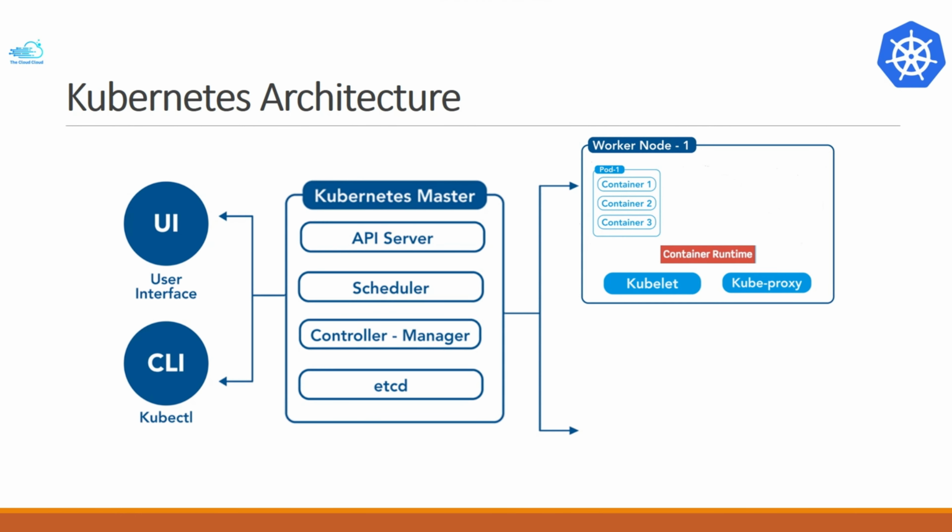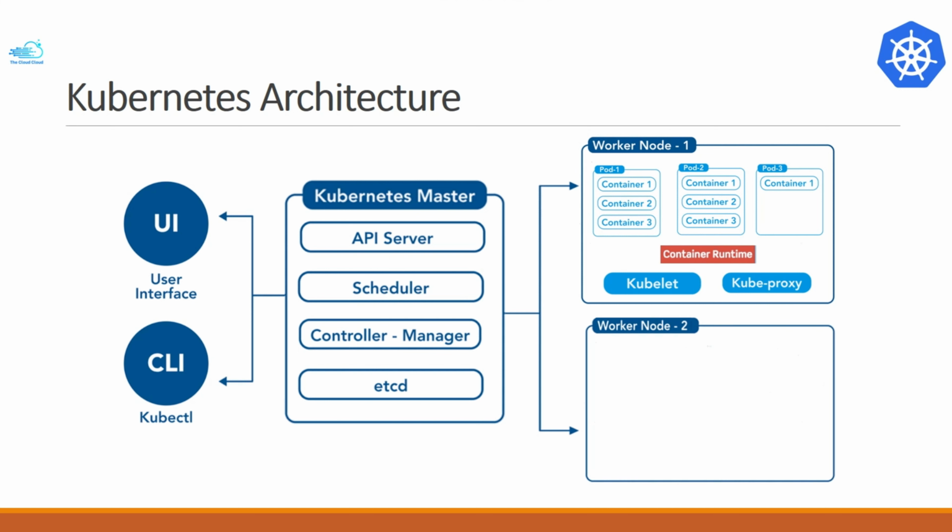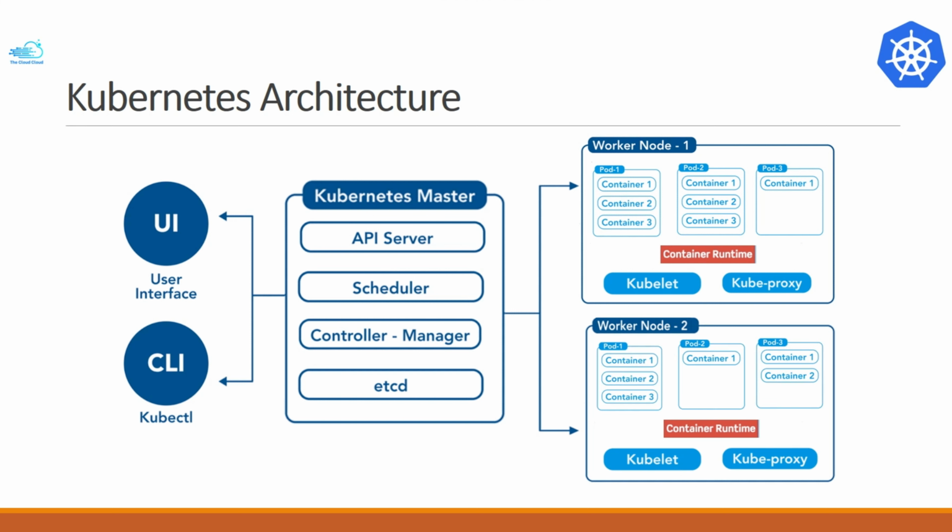In the worker node, you might have more than one pod running with one or more containers inside. We have the same concept in worker node too. We should have container runtime, kubelet, kube-proxy, and the pods and the containers. So guys, this is the basic architecture of Kubernetes.